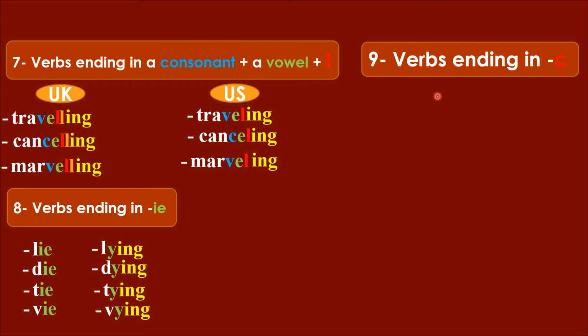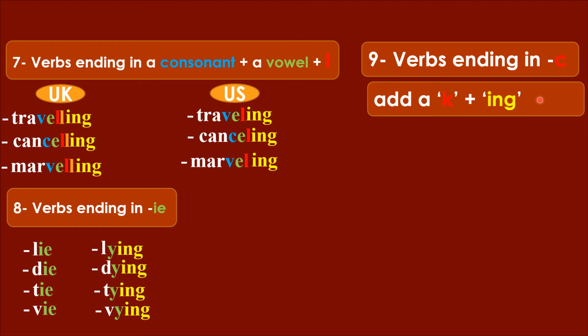Rule number 9. Verbs ending in the letter C. I'll give some examples. In this case, I add the letter K before I add ING. For example, panic. It becomes panicking: I add the K after the C, and then I add ING.